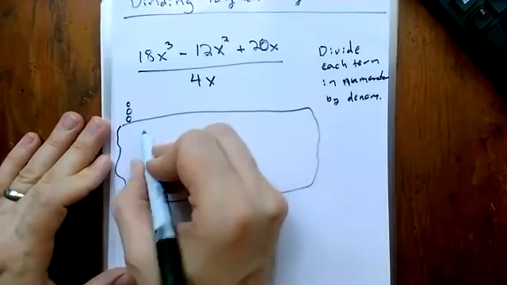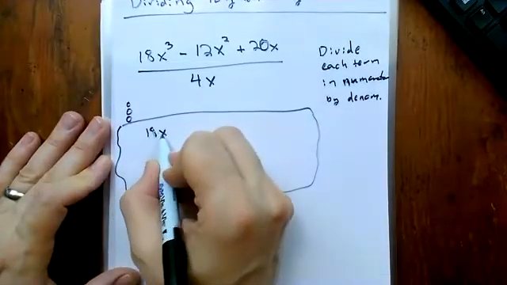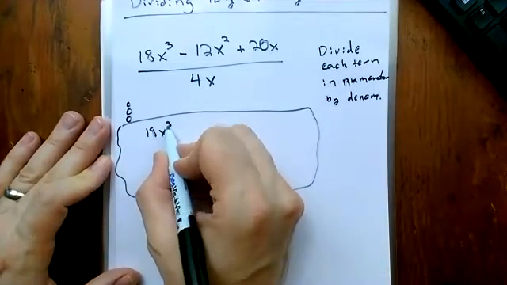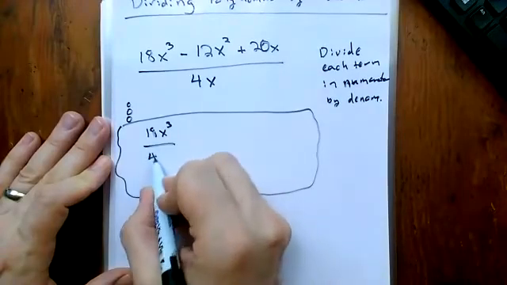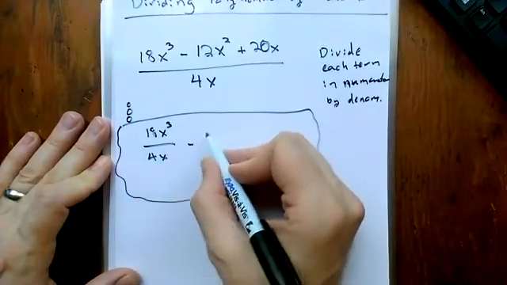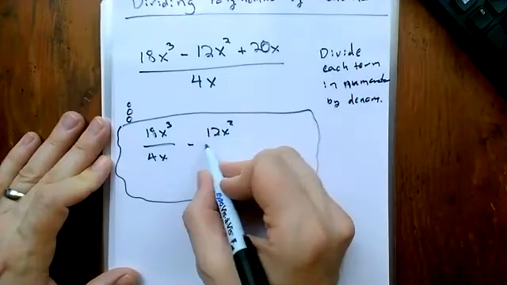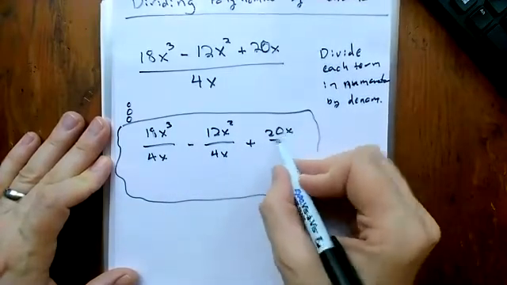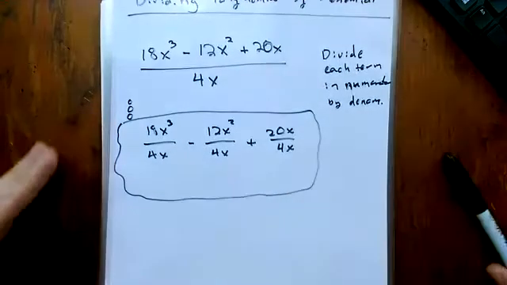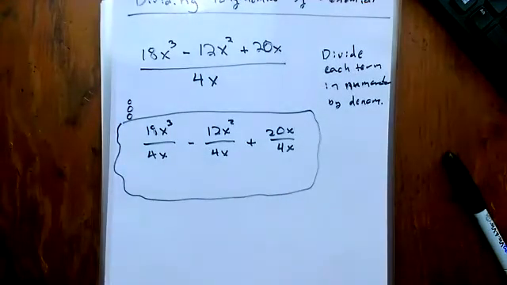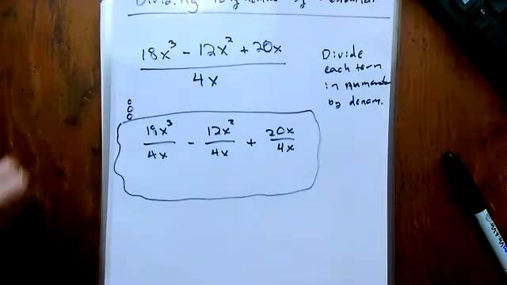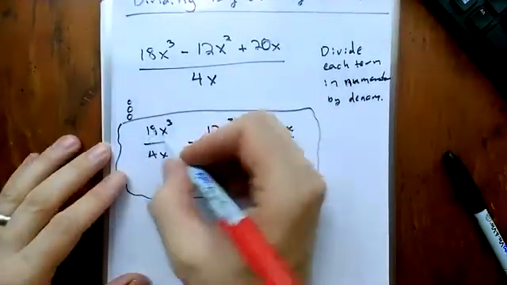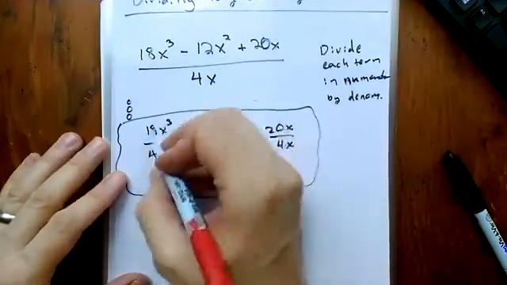We're going to do 18x cubed over our 4x, and this is going to be minus our 12x squared over our 4x, and then plus 20x over 4x. And when I do this, things are going to reduce just like a fraction. And here, it looks like 2 will go into both of these.